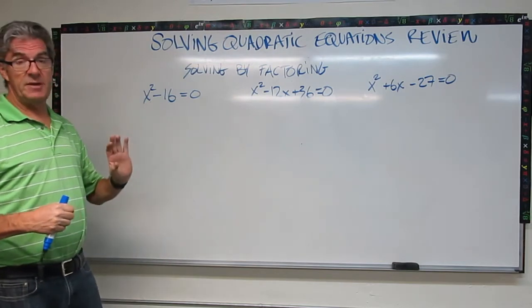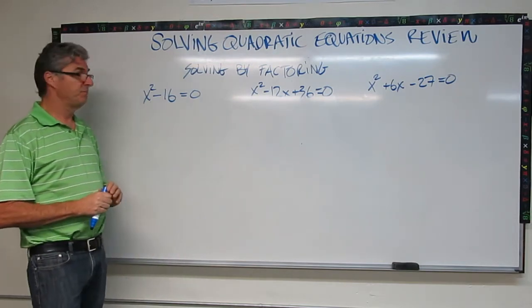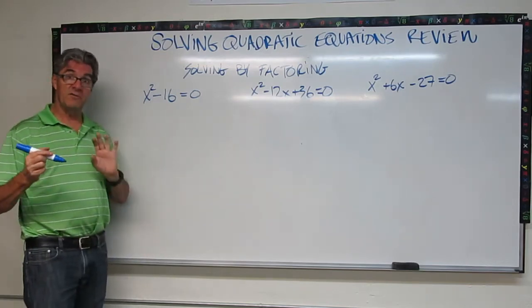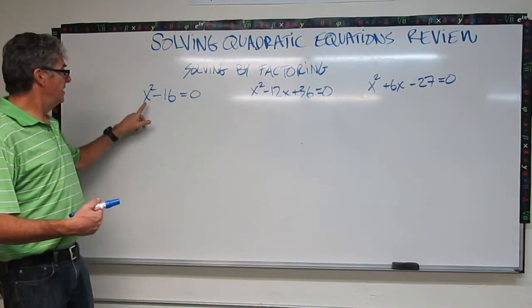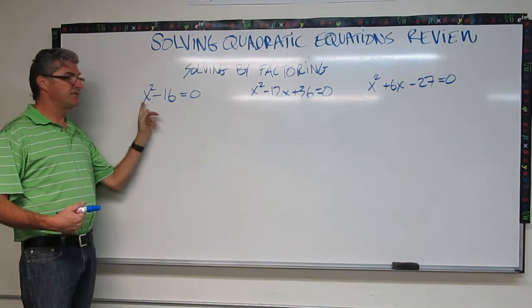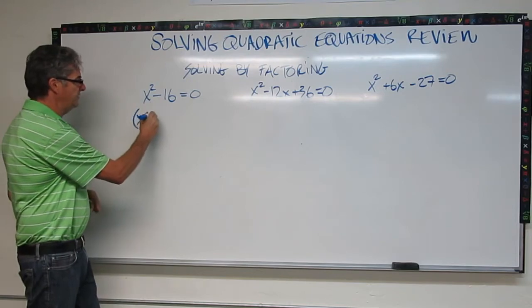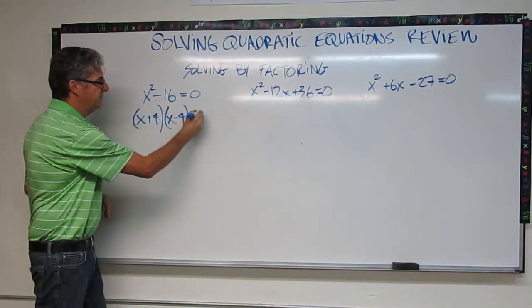So I'm going to do 3 examples here. If you're feeling bold, pause the video right now and give them a shot. Okay, now the trick here is you've got to remember all your factoring patterns from that chapter in our book. So x squared minus 16, if you look at that, you'll realize this is a difference of squares. So I can factor this into x plus 4 times x minus 4 equals 0.